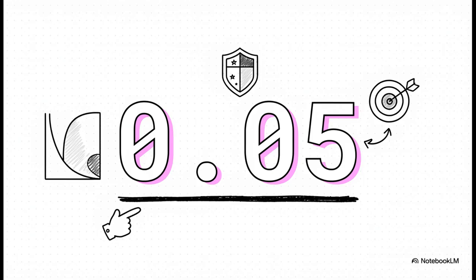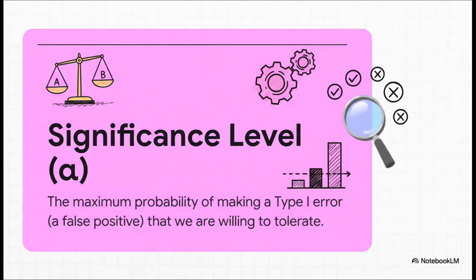This line is called the significance level, or alpha. And you've probably seen this number a million times. Alpha equals 0.05. What this means is we're agreeing upfront to accept no more than a 5% chance of making a false positive error. So officially, alpha is the maximum risk of a false positive that we are willing to put up with. Setting this limit beforehand is so important because it keeps us honest. It ensures our own hopes and biases don't creep in and influence the results. It's like we're locking in the rules of the game before the game even starts.